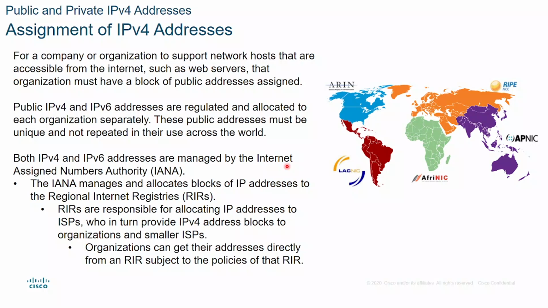So, assignment of IPv4 addresses. The organization that's responsible for that is IANA. IANA manages and allocates blocks of IP addresses to the regional internet registries, the RIRs. RIRs are responsible for allocating IP addresses to internet service providers, who in turn provide IPv4 address blocks to organizations and smaller internet service providers. Organizations can also get their addresses directly from the RIRs, subject to the policies of that RIR.